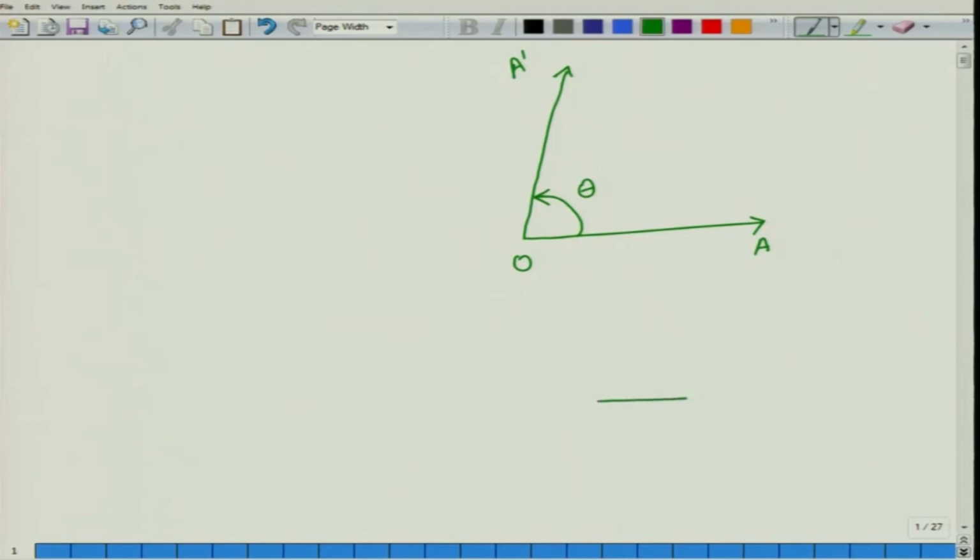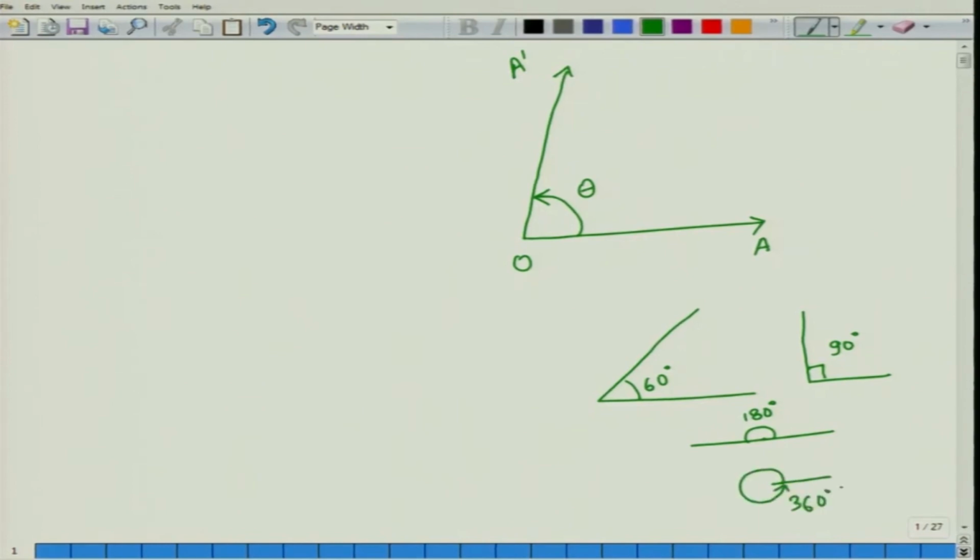Now, some very common angles are 60 degrees, 90 degrees, 180 degrees and 360 degrees. This value of 360 degrees has been taken as an arbitrary value.